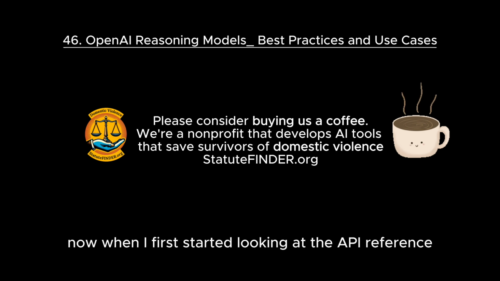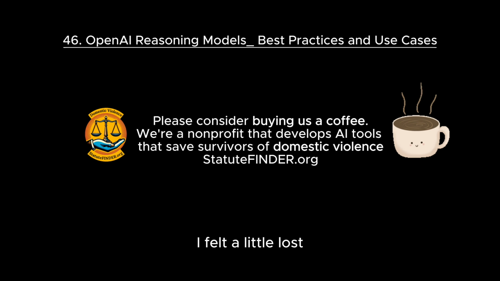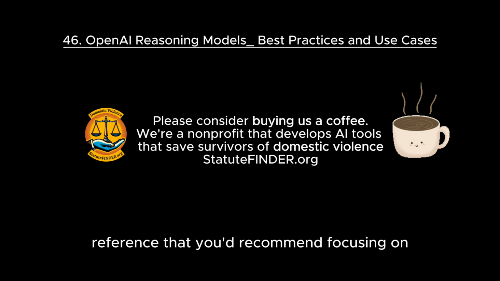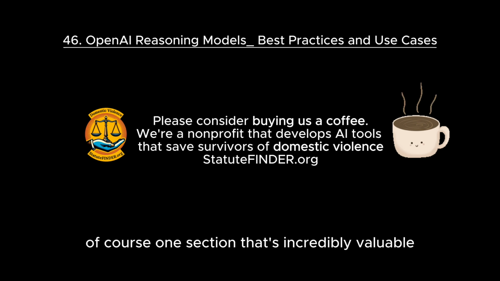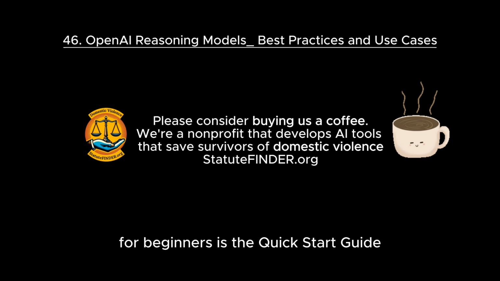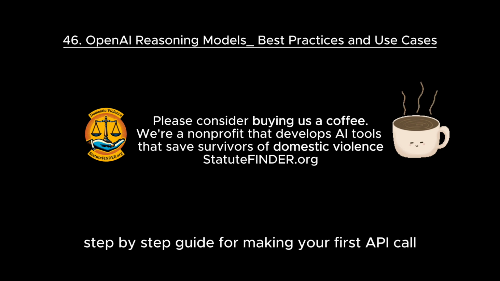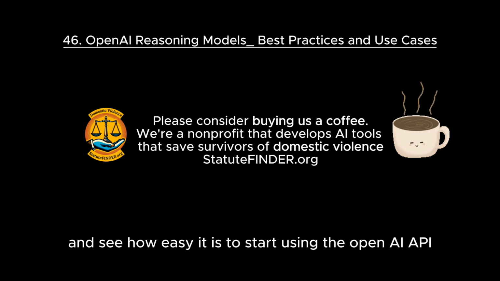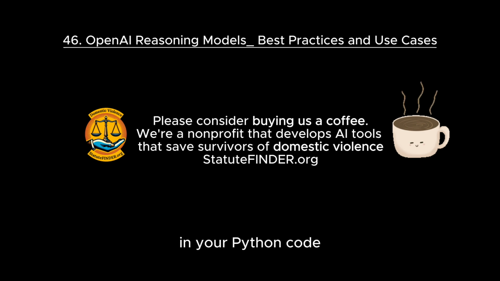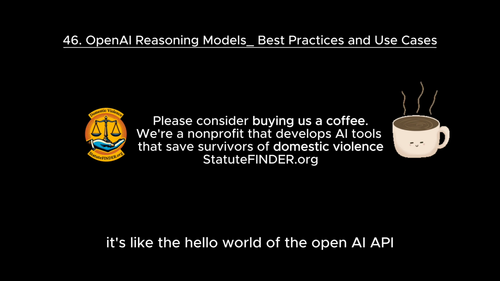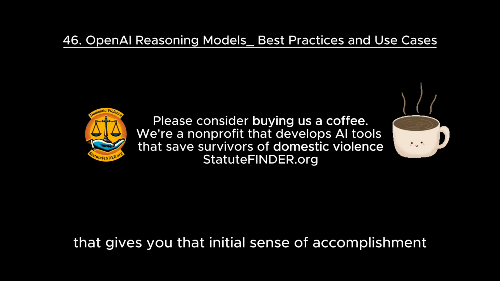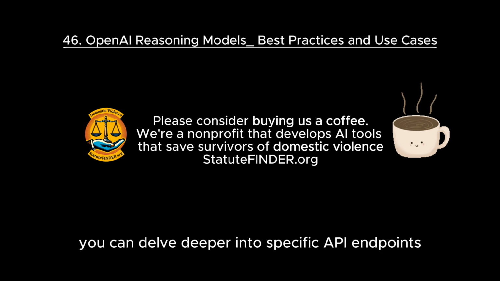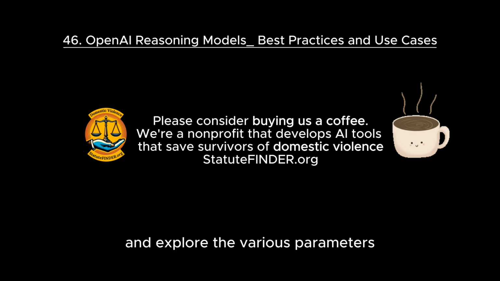Now, when I first started looking at the API reference, I felt a little lost. It's a lot of information to take in. Are there any specific areas within the API reference that you'd recommend focusing on? Of course. One section that's incredibly valuable for beginners is the Quick Start Guide. This is where you'll find a simple step-by-step guide for making your first API call. It's a great way to get your feet wet and see how easy it is to start using the OpenAI API in your Python code. It's like the hello world of the OpenAI API, a simple starting point that gives you that initial sense of accomplishment.